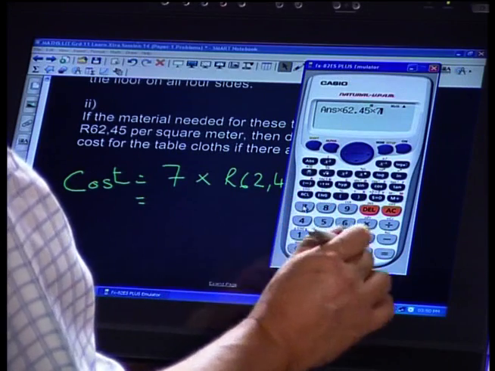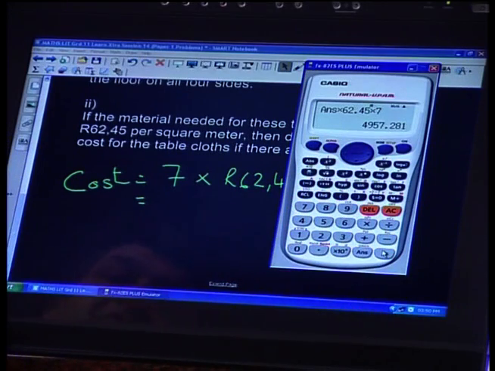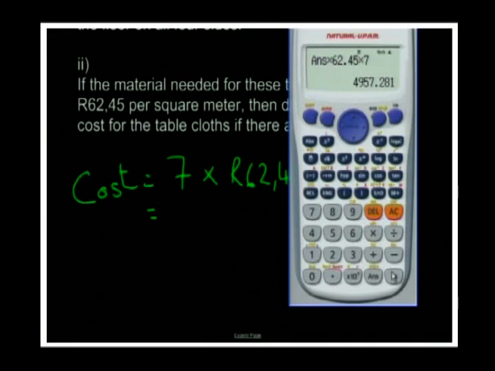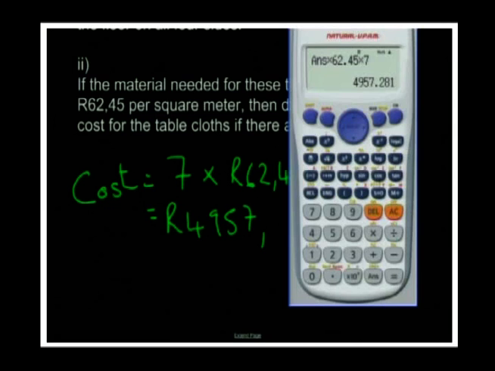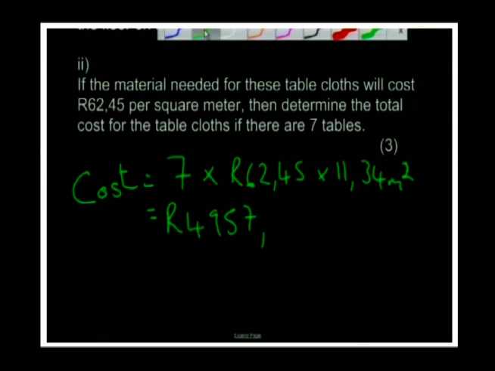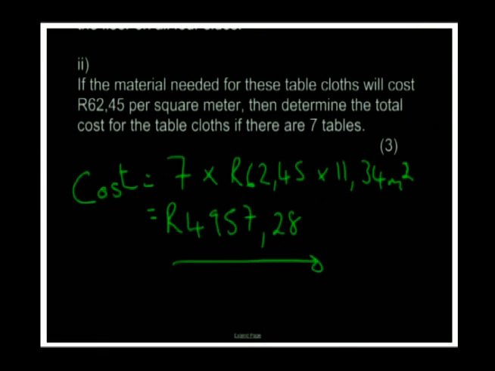Multiplied by 7 tables, and the material is going to cost us 4,957 Rand and 28 cents. Yes, that's a lot of money to pay just for the tablecloths alone. Well, so much for this poor guy's budget. He could only afford 7,000 for the reception.